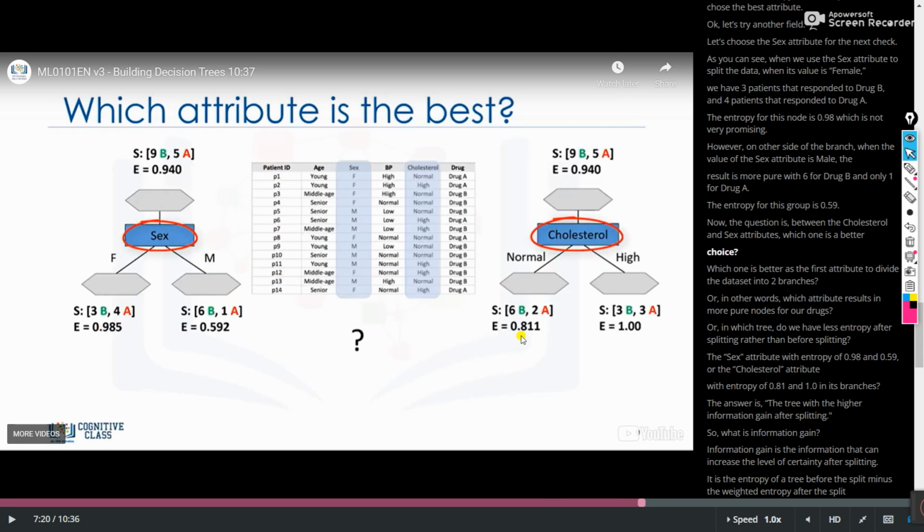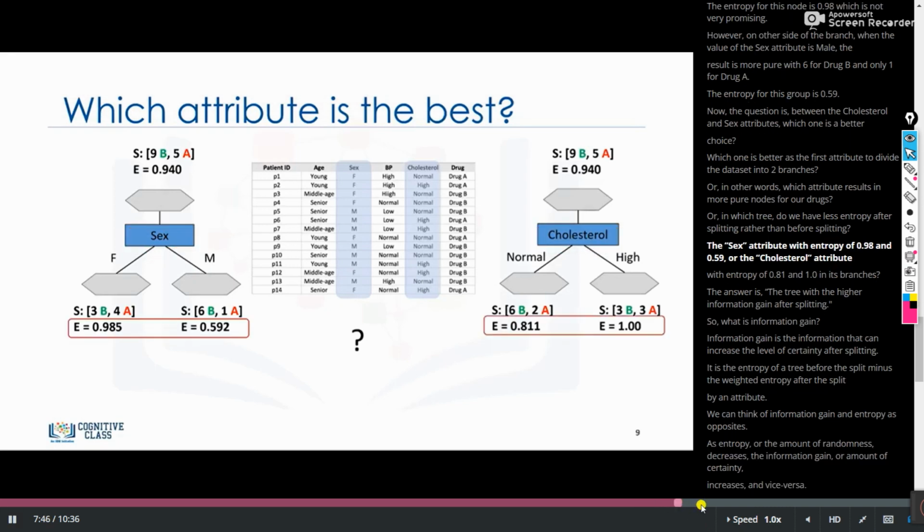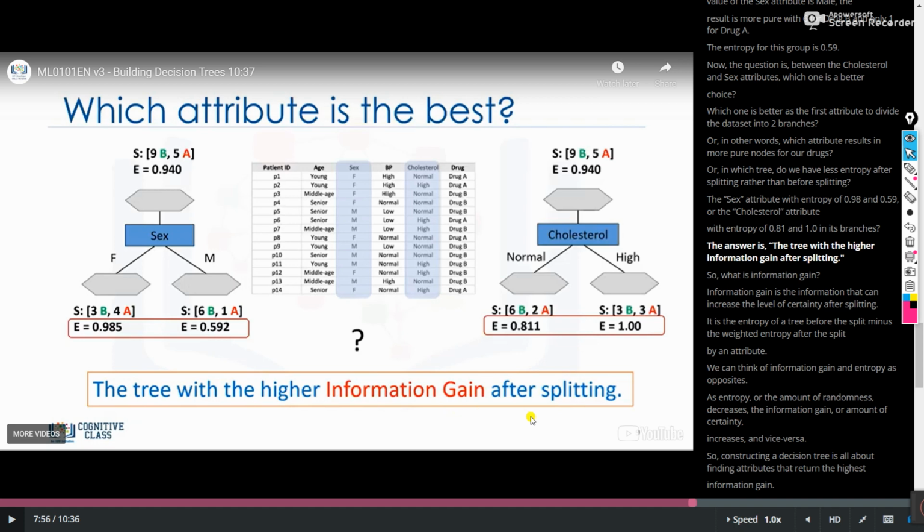So out of these two, which one is the better entropy? Which one has the lower entropy? Because I said the one that has equal choice will have the highest entropy, and zero will have polarity on a single side. So the sex will have the lower entropy, so they choose the sex. The lower the entropy, the higher the information gain after splitting.